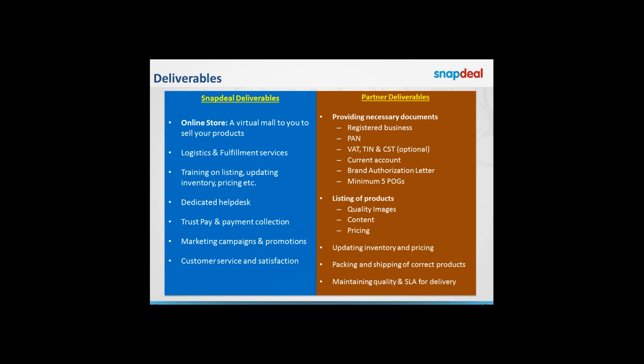Packaging and shipping of correct products. Maintaining quality and SLA for delivery as well. SLA is service level agreement. A product has to be shipped out to the buyer within 2 calendar days. If it is shipped later than that, the seller may incur penalties. So we have to make sure the seller adheres to all this.